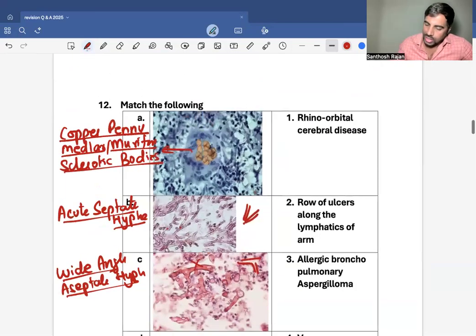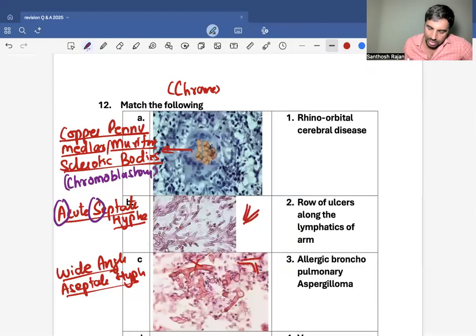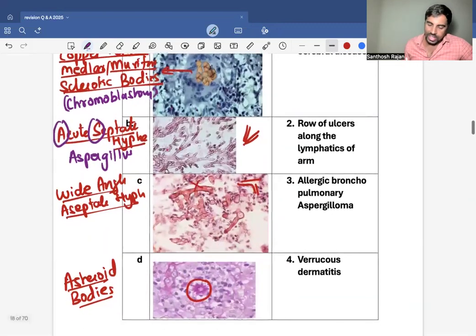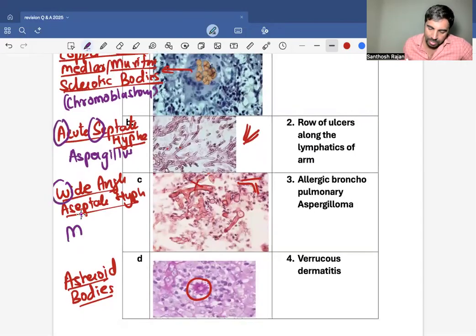So when I see this copper penny, muriform and all, something related with metal, something related with chrome sort of thing, I'm going to think of chromoblastomycosis. Acute septate, the name itself is AS, so that is Aspergillus species. Wide angle aseptate means W you can make as M, so it becomes mucormycosis, or zygomycosis. Nowadays we call it mucor only, no more zygo.